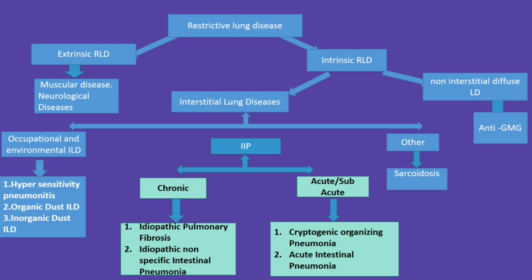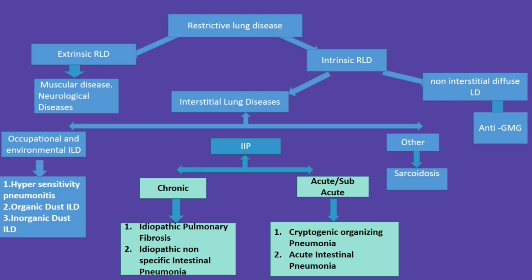Restriction can come from outside the lungs, extrinsic, like neuromuscular issues or pleural effusion. Extrinsic restrictive lung diseases are discussed in our hypersensitivity pneumonitis video. Intrinsic causes occur within the lungs and can be interstitial, between the alveoli, or diffuse non-interstitial. Interstitial lung diseases include allergen-induced conditions like organic and inorganic pneumoconiosis and hypersensitivity pneumonitis.